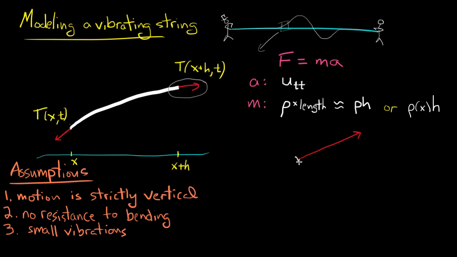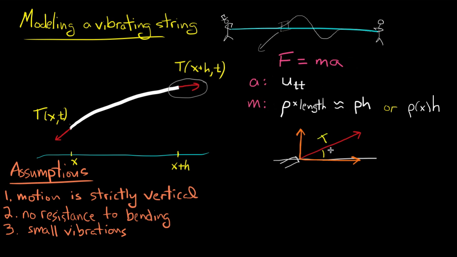Here's the right-hand end of the segment of string. I'll draw in a line which just represents the horizon, so just a horizontal line. And you know that this vector will split into two components, a horizontal component and a vertical component. These are the forces in the horizontal and vertical directions, whose sum is this tension force. Now the magnitude of this tension force is T.